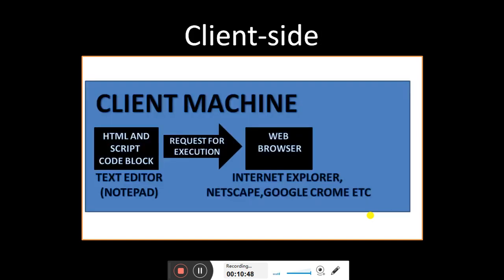See the image, where I can explain this to you. This is the client machine, and this is the HTML code including the script. This is the code block on a text editor which resides on the client machine only, and it is sending the request for execution to the web browser. We will execute our program on a web browser like Internet Explorer, Netscape Navigator, Google Chrome, installed on the client machine only.